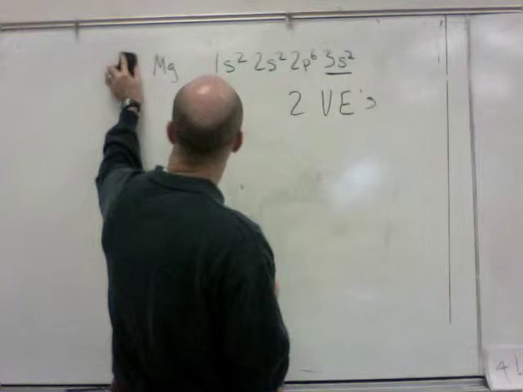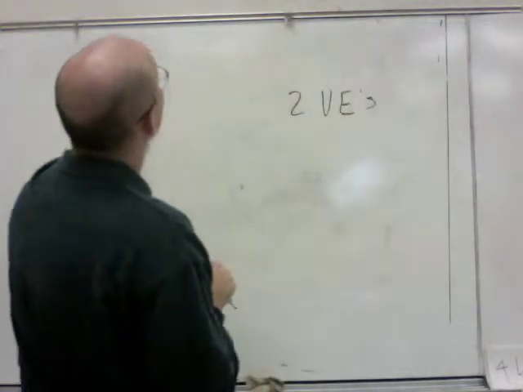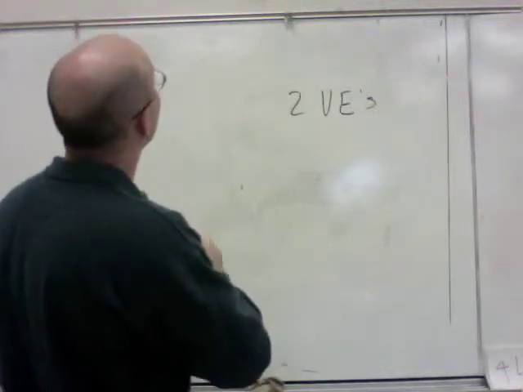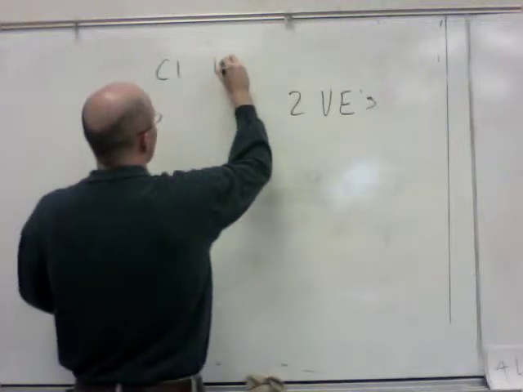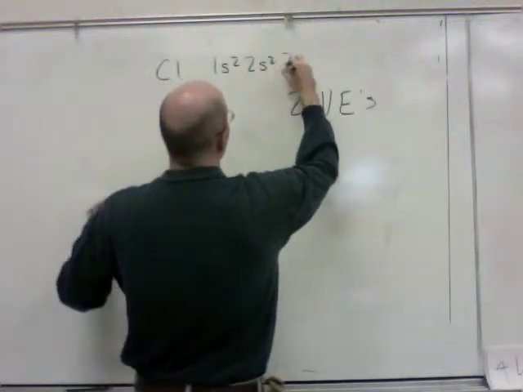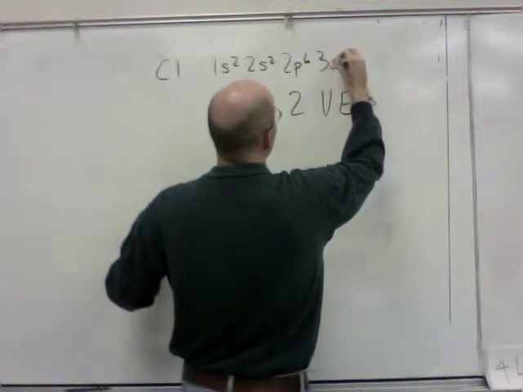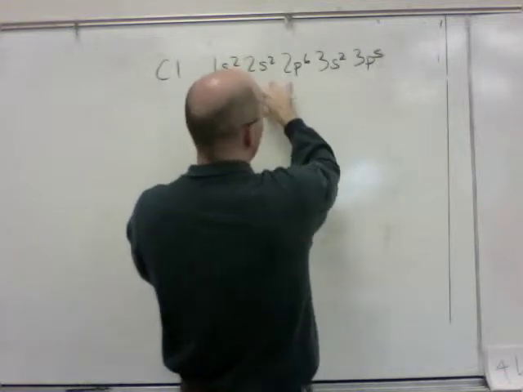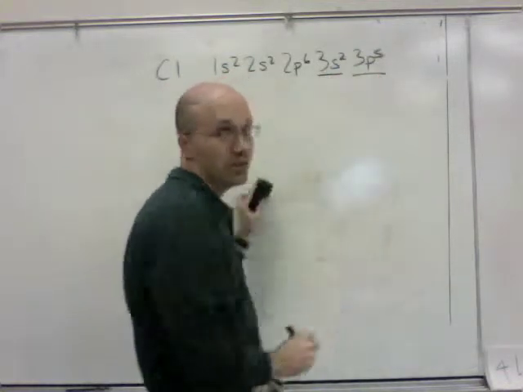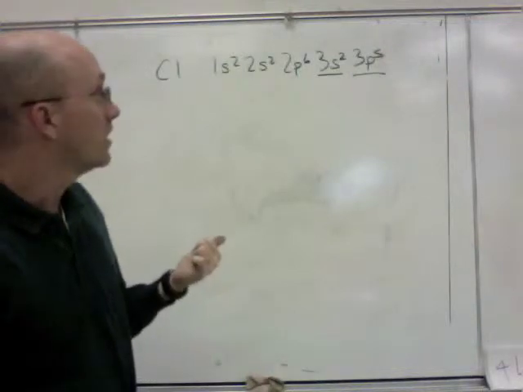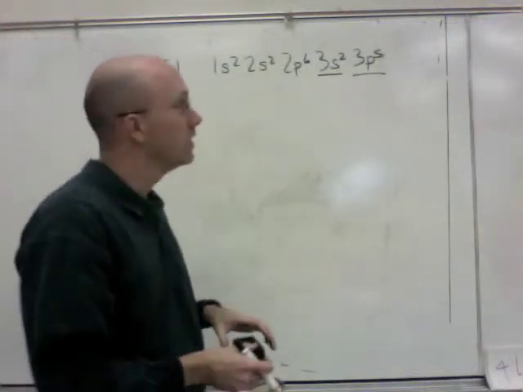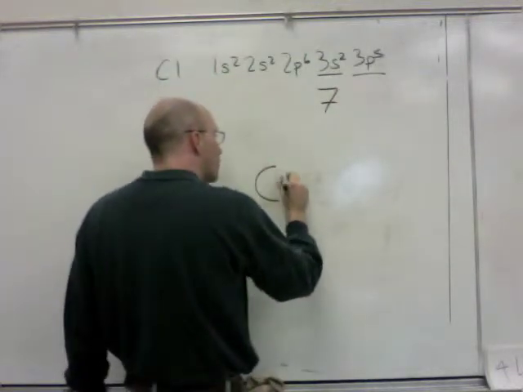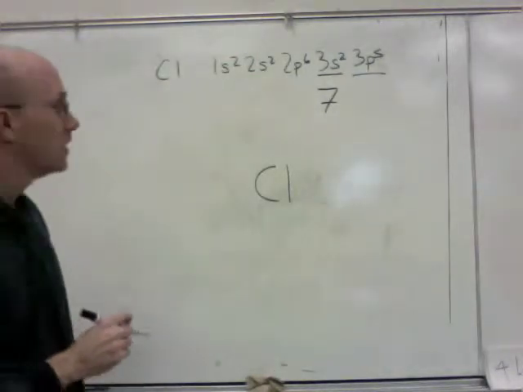All right. Let me skip ahead a little bit. Let's do chlorine. Chlorine is 1s2, 2s2, 2p6, 3s2, and 3p5. Okay. 1s, 2s, and 3s. The highest ones are the 3s. Those are the 2. I've just underlined the valence electrons. How many total valence electrons are there? 7. Okay. So for chlorine, you would draw the symbol, which is Cl.